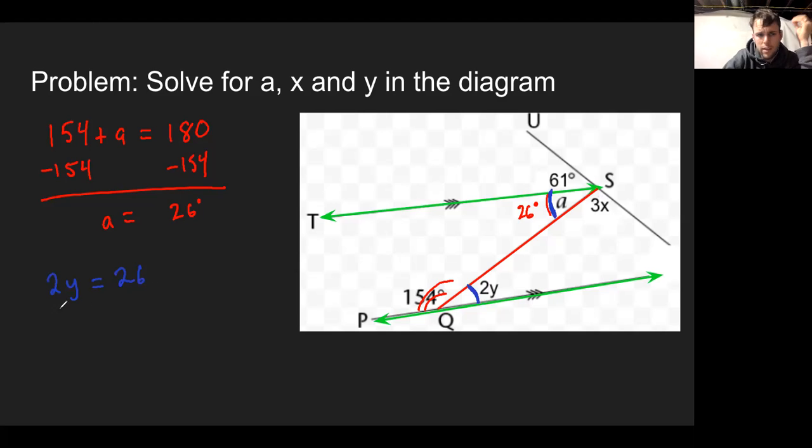Again, the difficulty isn't solving these equations, it's about setting them up. Divide by 2, division property of equality, we get that y equals 13, and that this angle overall is actually 26 degrees. But y itself is equal to 13. I guess I don't need the degrees, but that's okay. Our last variable that we need to solve for is x.